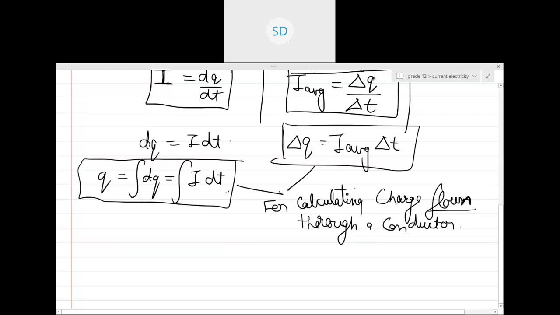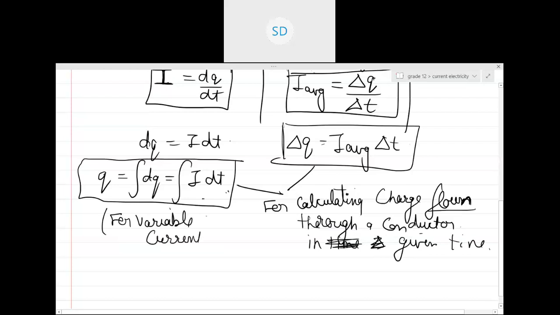So for calculating charge flown through a conductor in the given time. But please remember this is the formula which you use for variable currents. And generally this formula we use for constant current. Is this clear, guys? We use this formula exactly.